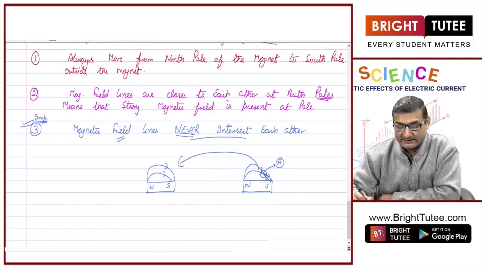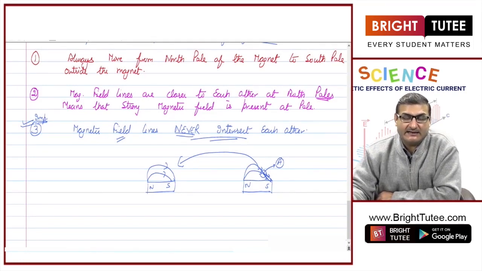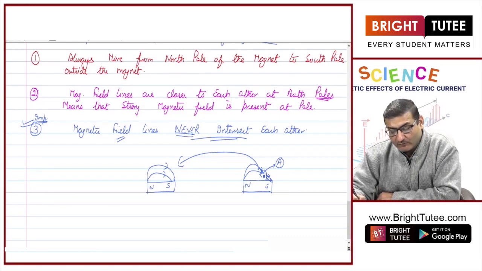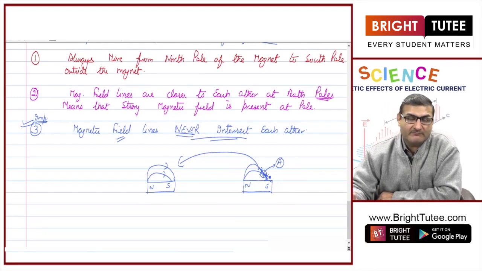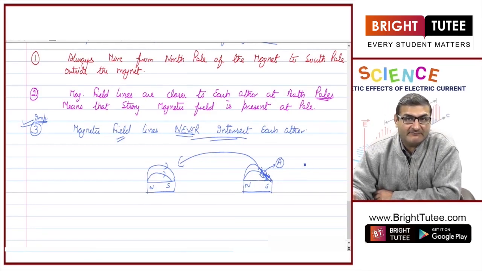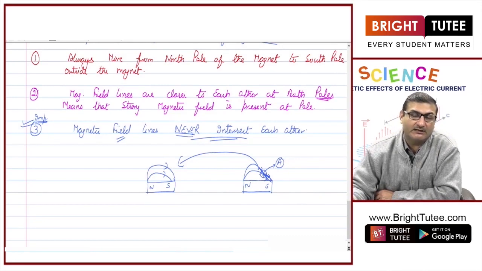If you are asked this in the examination, I will now tell you exactly how you need to write it. You will be asked why magnetic field lines never intersect each other. Your answer will be: magnetic field lines never intersect each other because if they intersect, then the force, right, will be along two directions. The force of the magnetic lines of force will be along two directions, which is not possible.